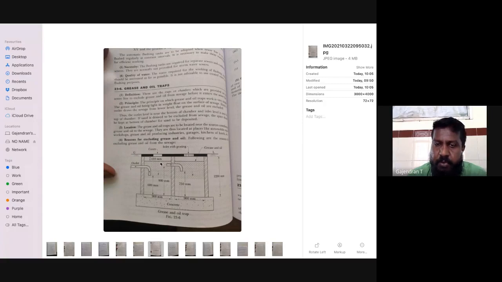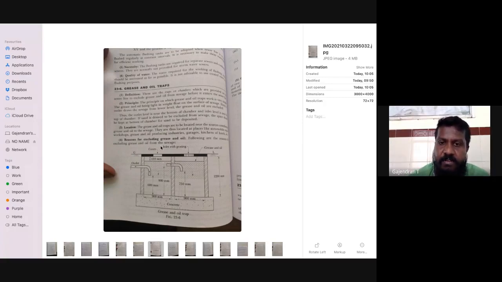To maintain or clean up this pit and to remove the grease and oil, the cover is usually taken off, and what is floating at the top is collected. So you can read through the process here.